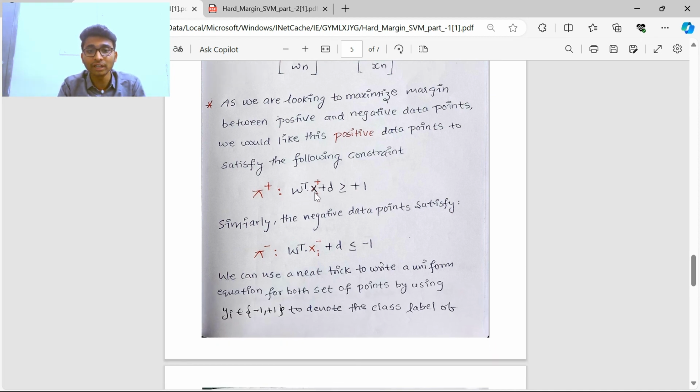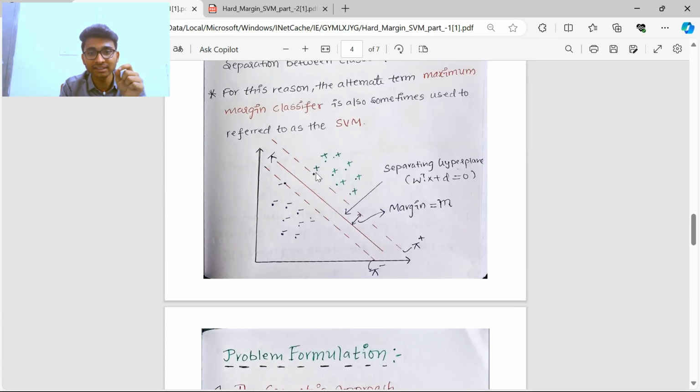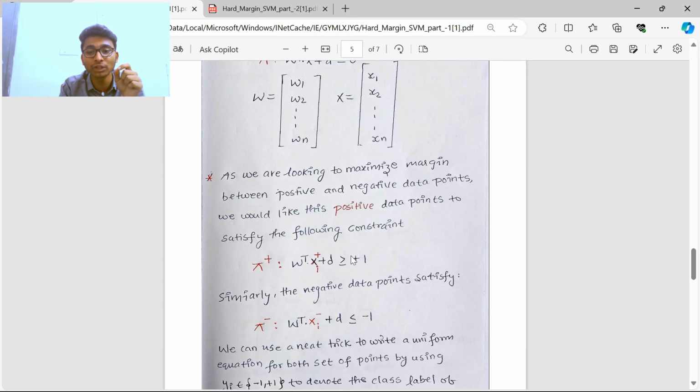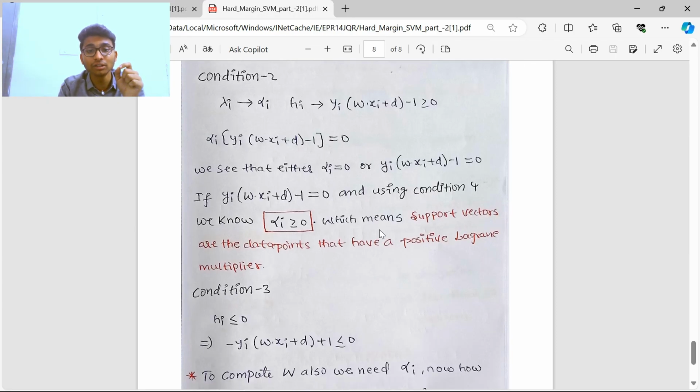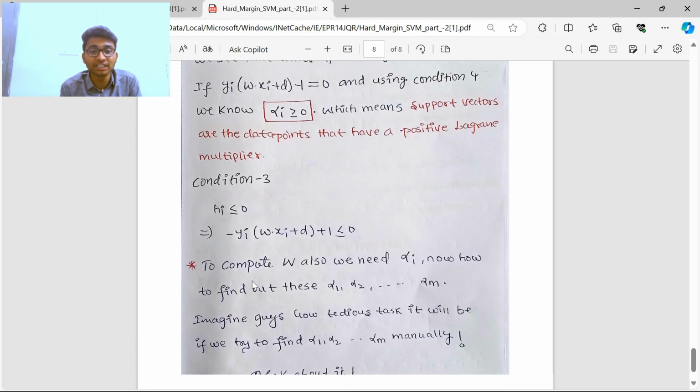W dot xi plus d greater than or equal to 1. What does it mean? If xi's lie on this line, those will satisfy the equation, and this greater than symbol will become equal to 1. It means those vectors, the support vectors, will have the Lagrange multiplier value positive, greater than or equal to 0. We understood that the support vectors will have the Lagrange multiplier greater than or equal to 0 with this condition 2. Now let's apply the condition 3.